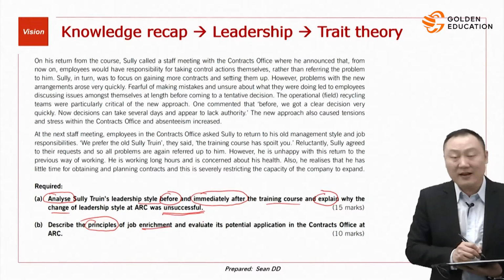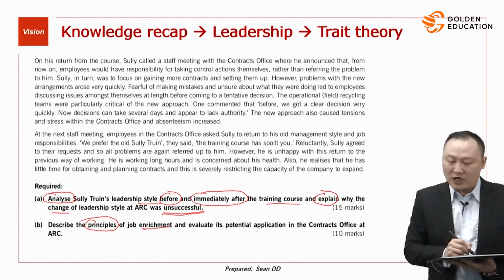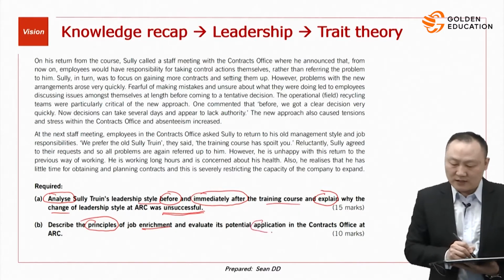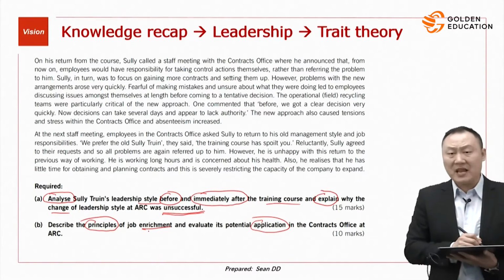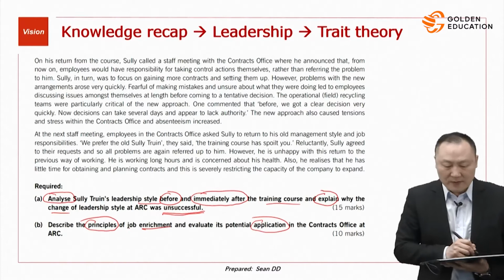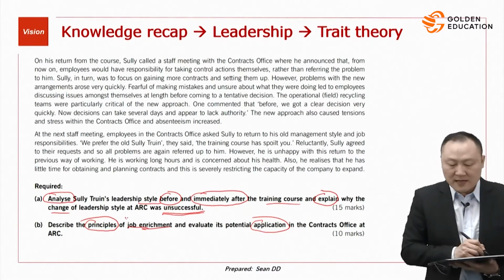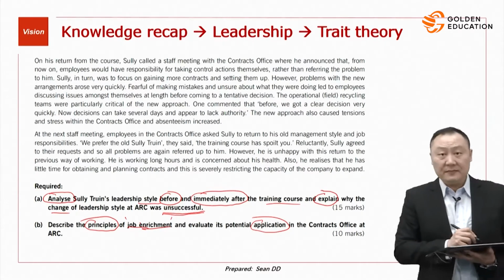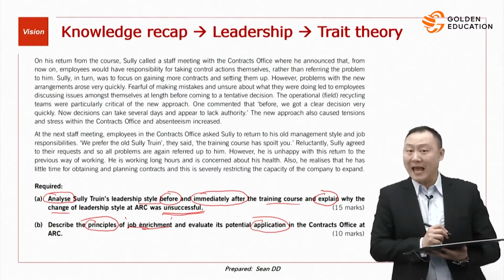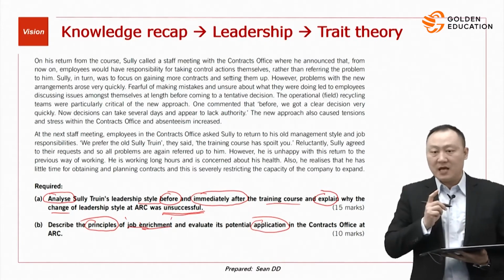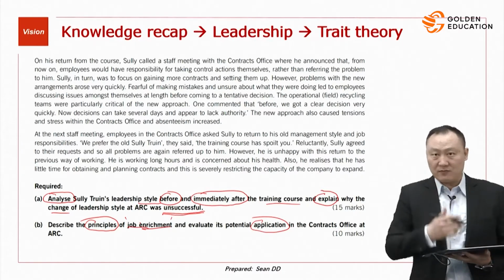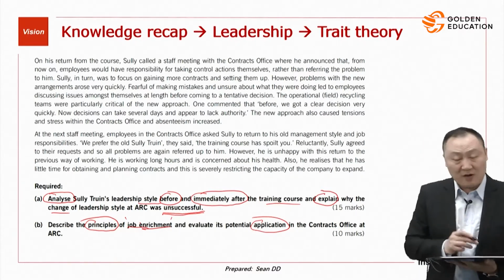And question number B, describe the principles of job enrichment and evaluate its potential application in the contract office at ARC. So what's the meaning of the enrichment? Job enrichment is a term that has been eliminated from your syllabus, but I guess this is an assumed knowledge because in fundamental level, we've learned that one before. So let me help you to be clear.